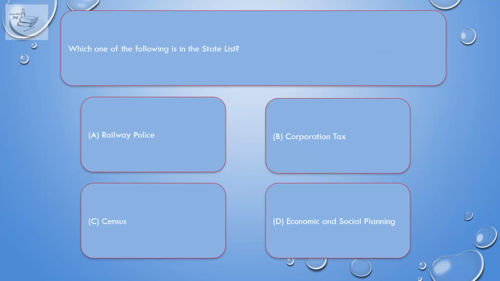Correct answer is B. 7 schedule. Question: which one of the following is in the state list? A. Railway Police. B. Corporation tax. C. Census. D. Economic and social planning.